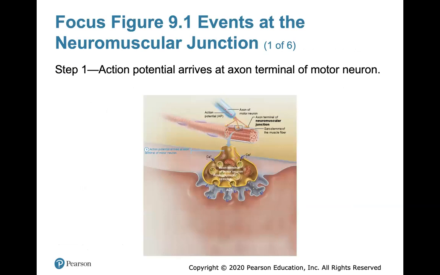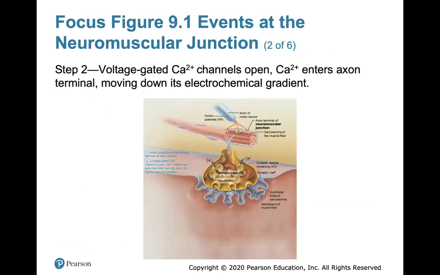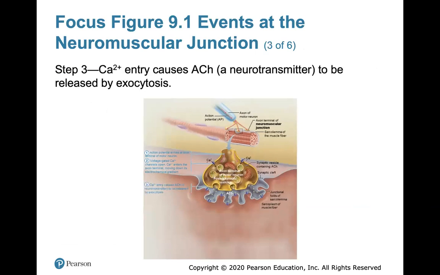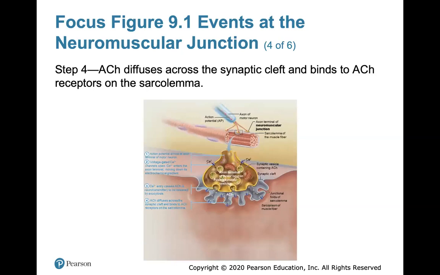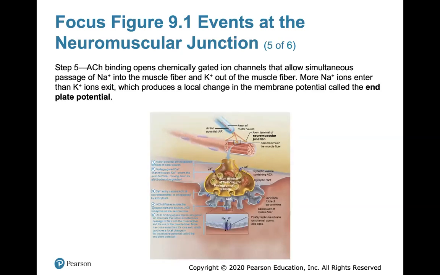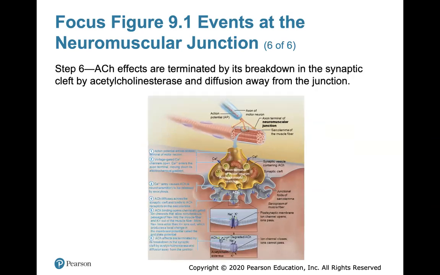So here's step one. Step two, opening the calcium channels. Step three, acetylcholine is released. Step four, it diffuses across the synaptic cleft and binds to receptors. And then step five, this binding opens what we call chemically gated ion channels that cause the passage of ions to either enter or exit the muscle fiber. This produces a local change in the membrane potential, which we called end plate potential. Step six, acetylcholine effects are terminated by its breakdown by acetylcholine esterase.